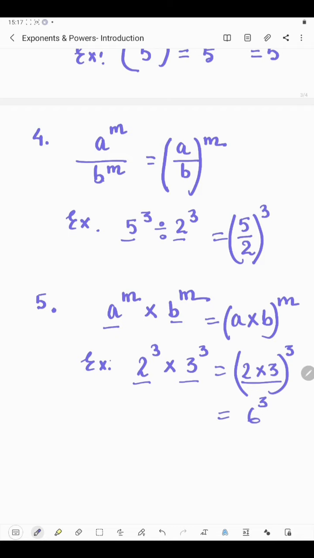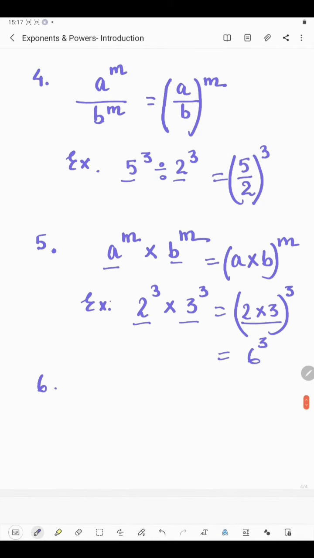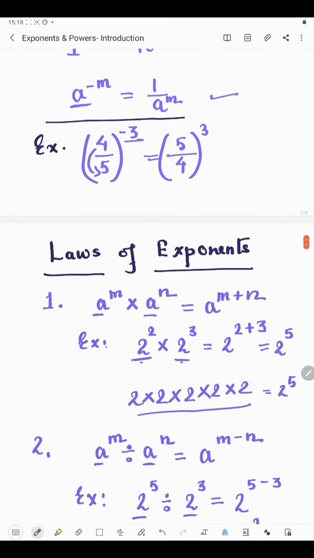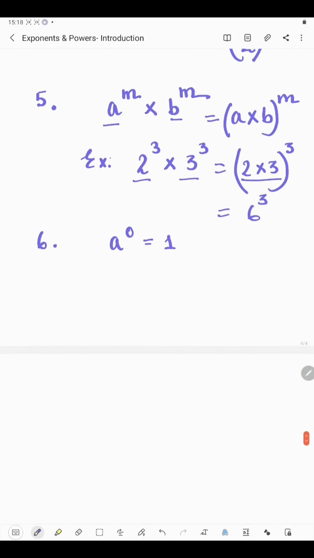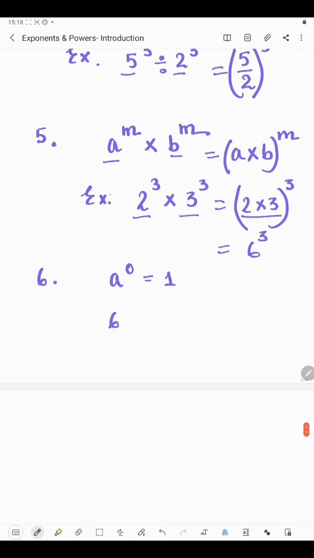Okay, now law number 6 is anything to the power 0 is 1. When the power is 0, the value is 1. Here we have proved that anything to the power 0 is 1. So if the number is say 6 and the power is 0, then the value of this exponential form will be 1. So anything to the power 0 is 1. Whatever the number, if the power is 0, then the value is 1.